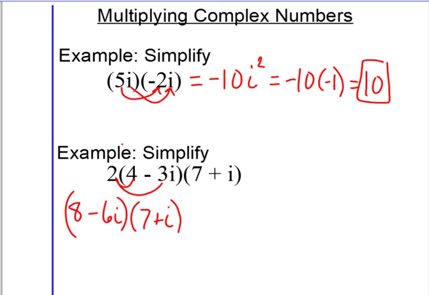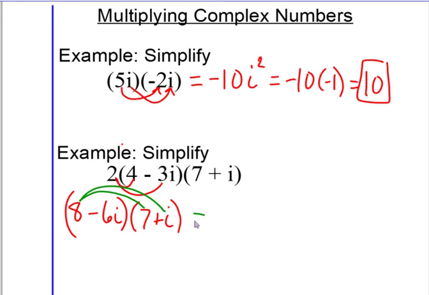Now we're going to want to make sure we FOIL. Some people like the FOIL and some people like to use the box. Either way that you like to multiply two sets of binomials is fine. I like to use my arrows and use FOIL. So we have 8 times 7 and 8 times i.